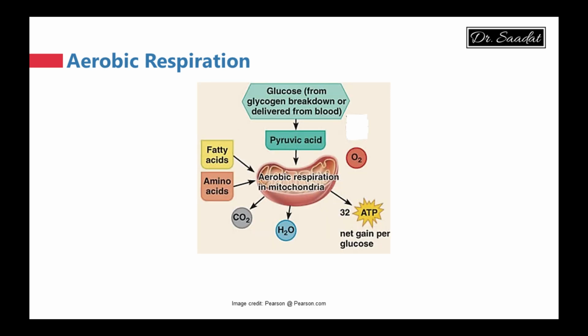Aerobic respiration. As exercise continues at a moderate intensity, the body gradually transitions to aerobic respiration. This process uses oxygen to generate ATP from carbohydrates, fats, and even proteins. Aerobic respiration is much slower than the previous systems in producing ATP, but it's the most efficient and provides a steady supply of energy for extended periods of exercise.